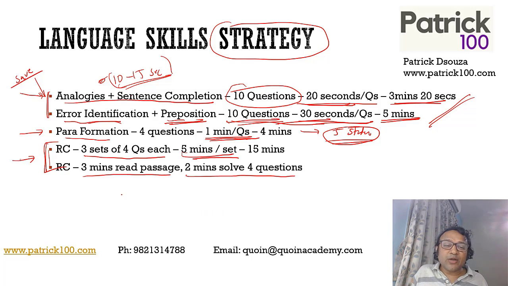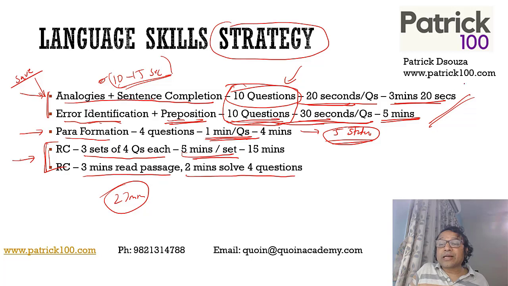So this total will take you around 27 minutes approximately, still giving you 1 minute buffer approximately, right? So as I said, analogies, sentence completion, error identification, preposition, this is totally 20 questions which are huge weightage, takes less time. You need to ensure that you can solve this in the given time frame, which will help you give more time for RCs, which is again 15 questions, so 12 questions which are important. 12 questions is not a joke. And para formation, which is 4 to 5 questions.